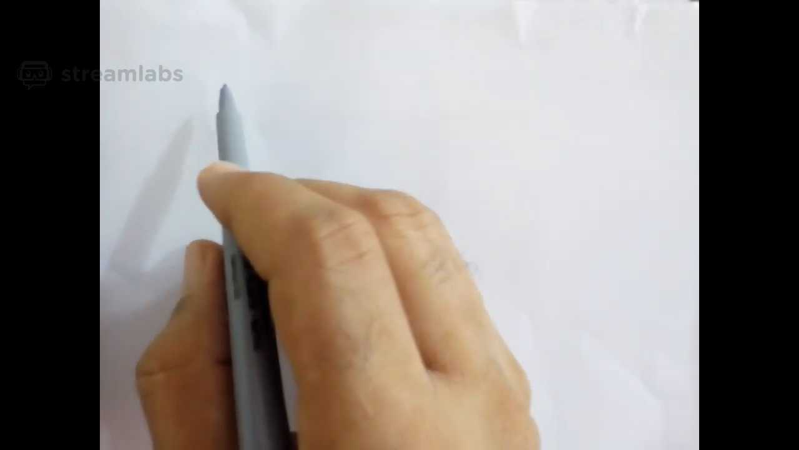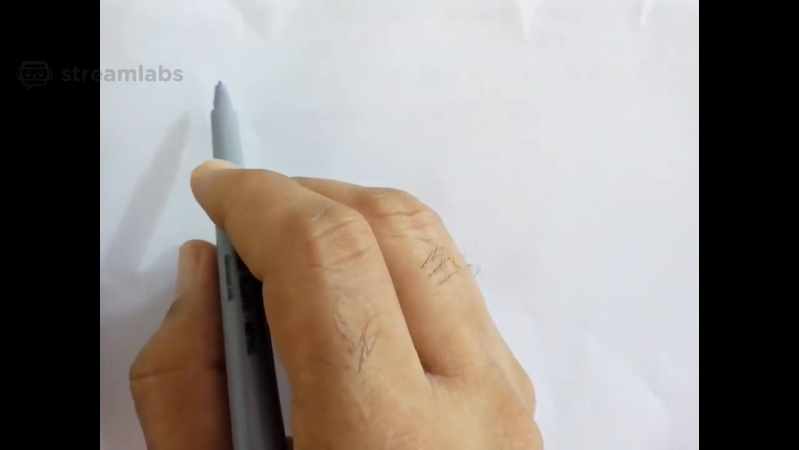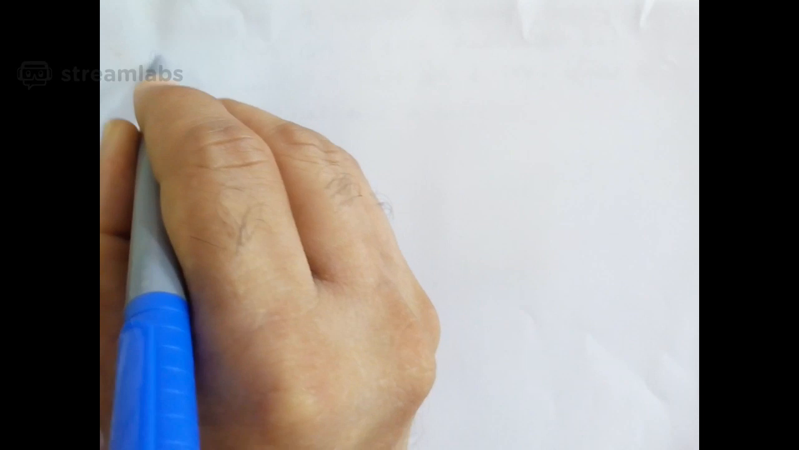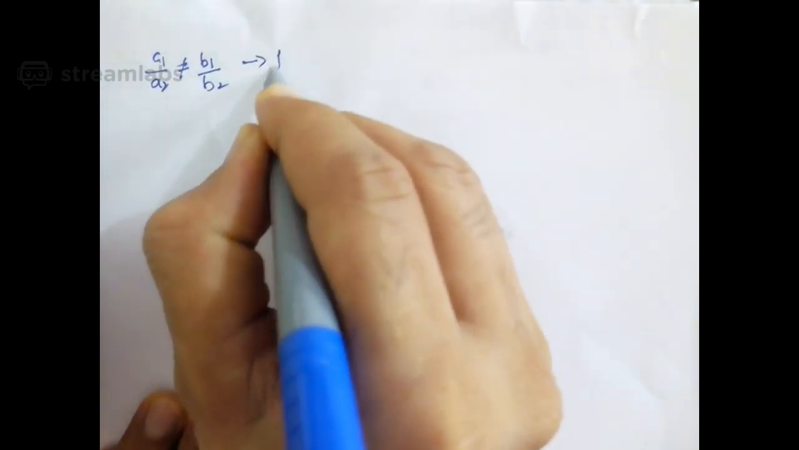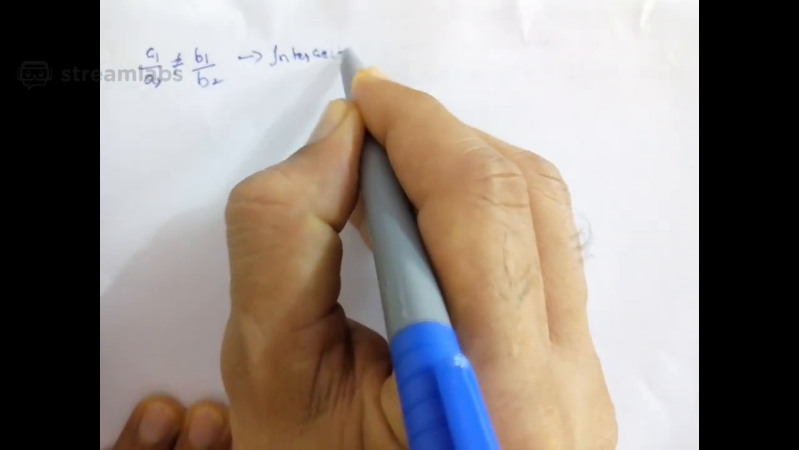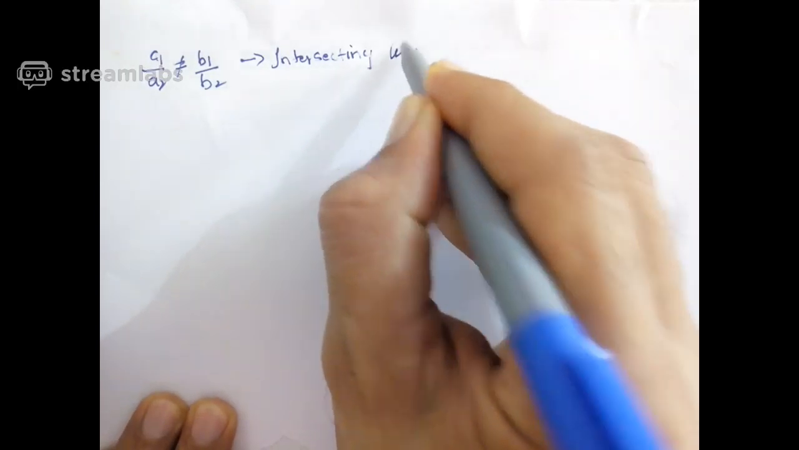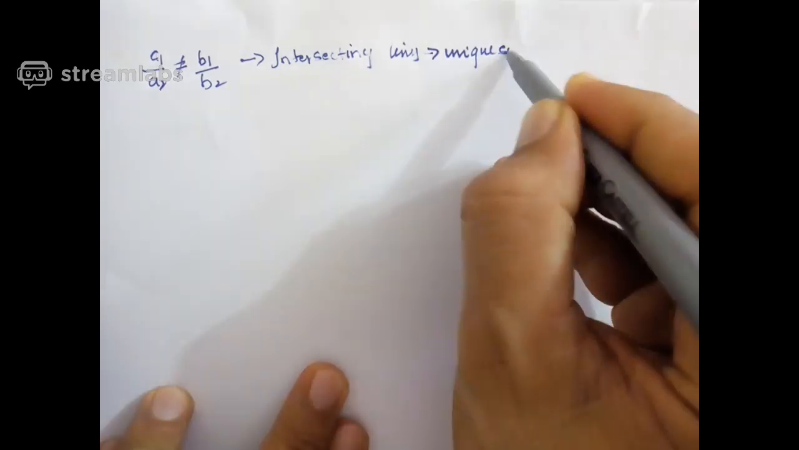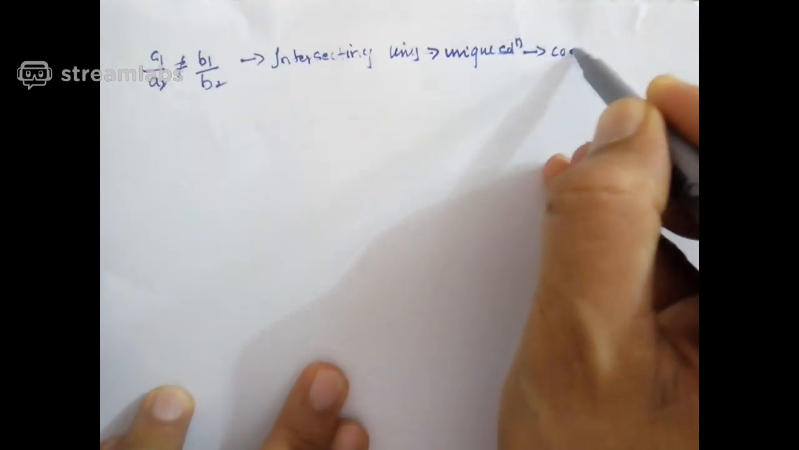Good morning, children. Let us recall whatever we studied in yesterday's class, that is, how to check whether the given lines are intersecting lines, coincident lines, or parallel lines without plotting the graph. First condition: if A1 by A2 is not equal to B1 by B2, then these lines are called intersecting lines. Intersecting lines have a unique solution, and they are consistent.